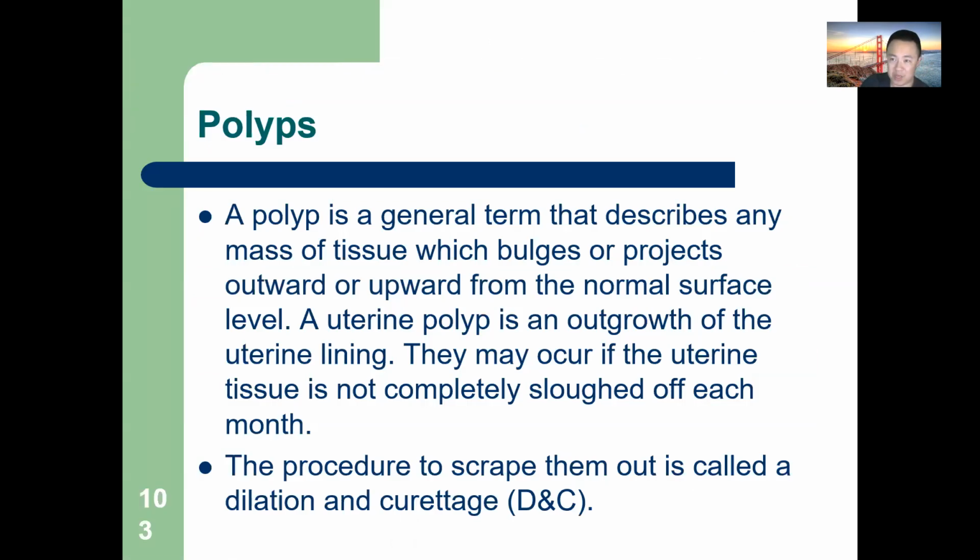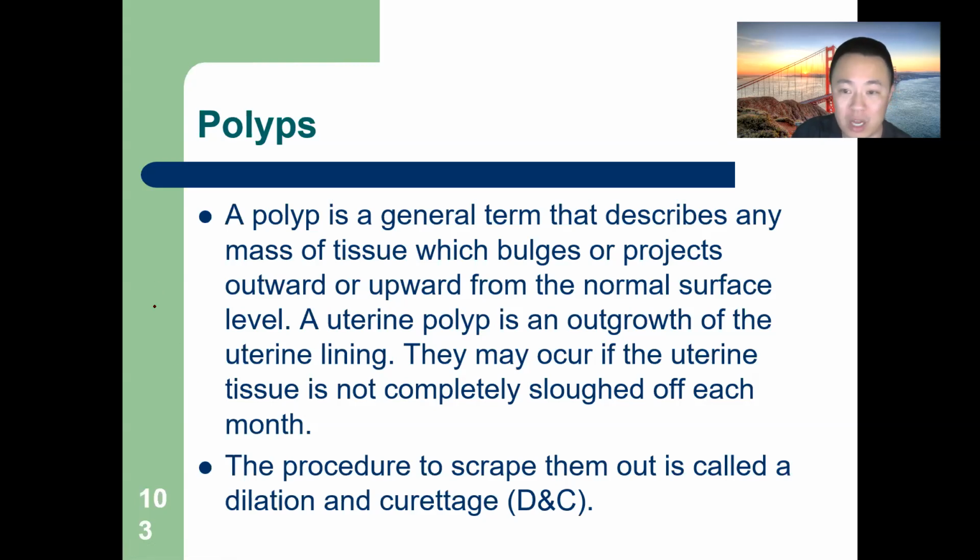Now, a polyp here is a general term that describes any mass of tissue that bulges or projects outward or upward from the normal surface level. A uterine polyp is an outgrowth of the uterine lining, and they may occur if the uterine tissue is not completely sloughed off each month. The procedure to scrape them off is called dilation and curettage, or D&C.